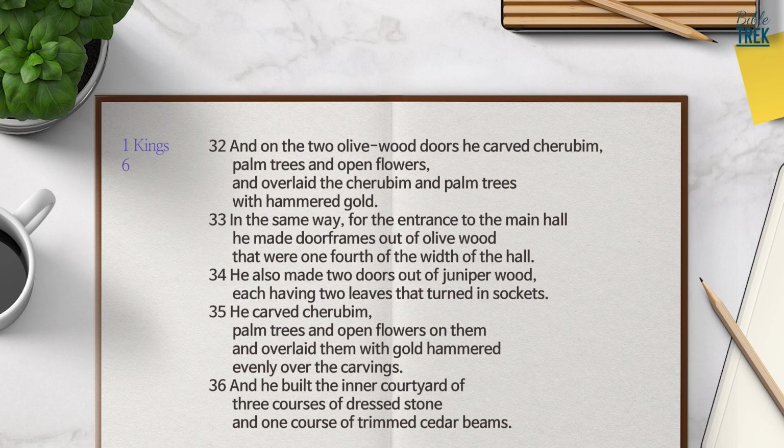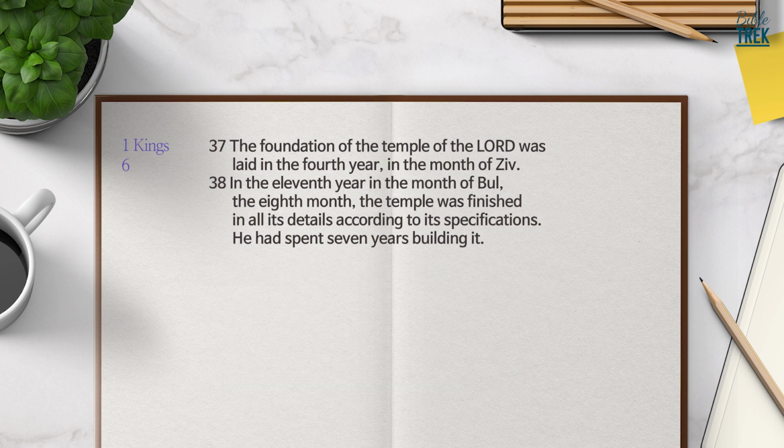carvings. And he built the inner courtyard of 3 courses of dressed stone, and 1 course of trimmed cedar beams. The foundation of the temple of the Lord was laid in the 4th year, in the month of Aziv. In the 11th year, in the month of Bul, the 8th month, the temple was finished in all its details according to its specifications. He had spent 7 years building it.